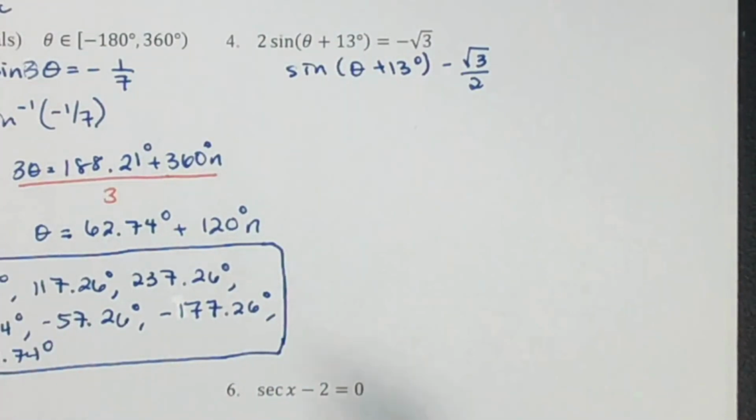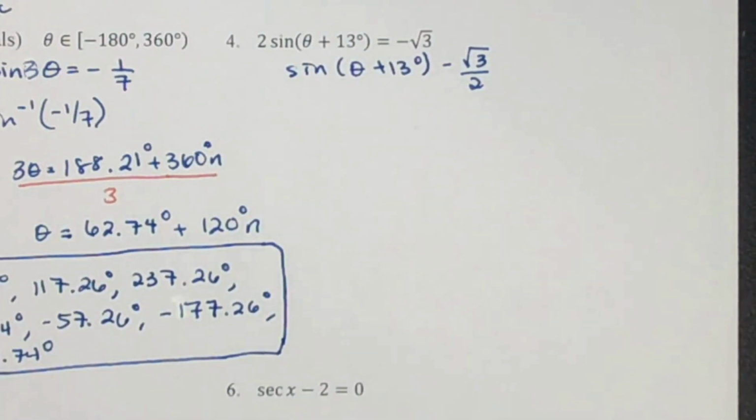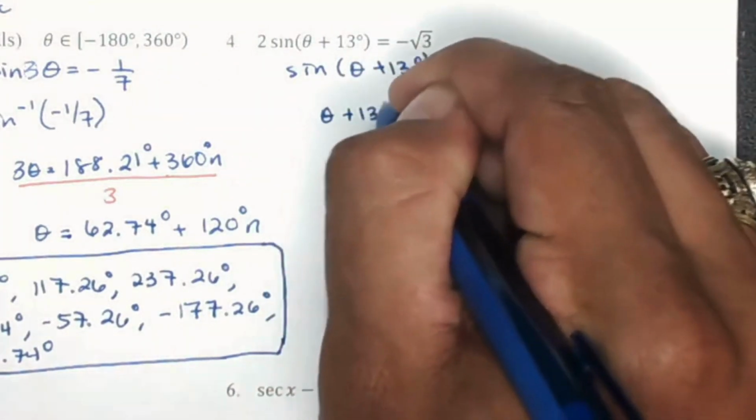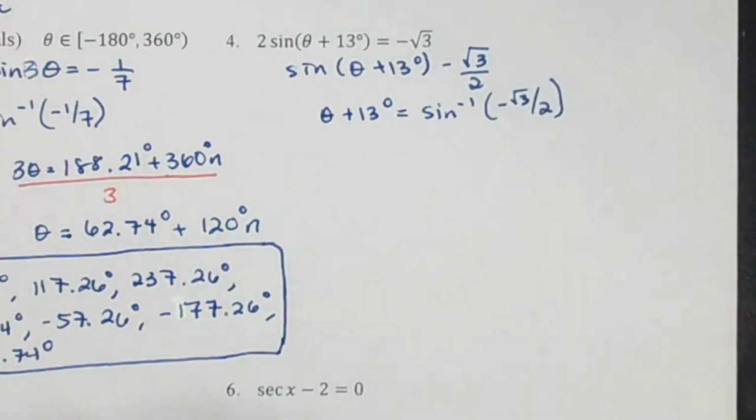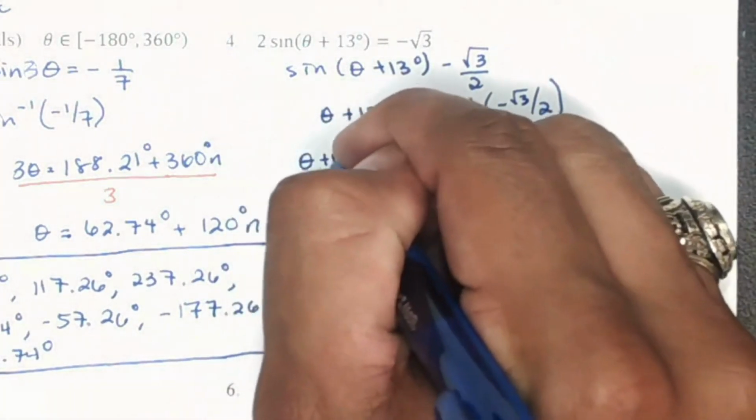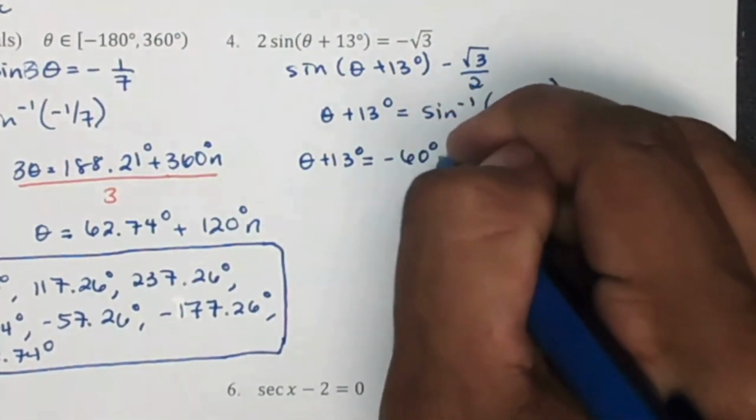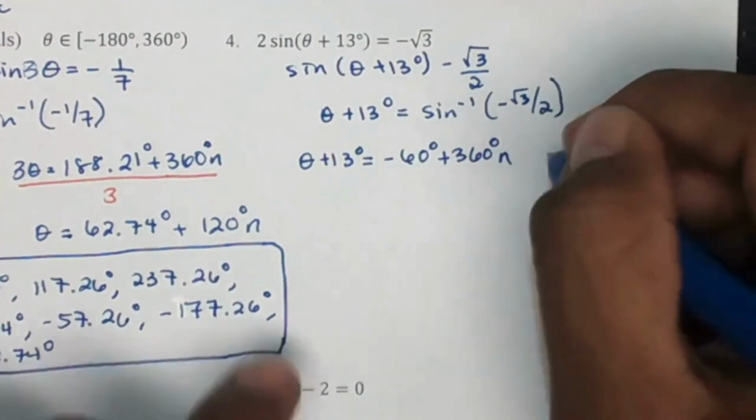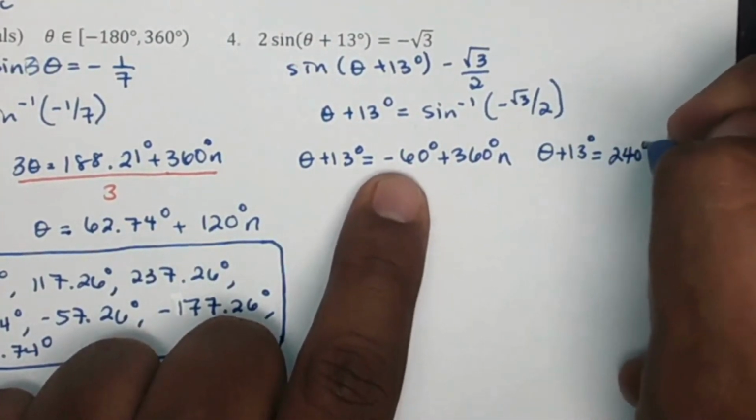Well, just like what I talked about in the last problem, there's no way of getting this 13 outside of sine unless we get rid of sine. And the way that we get rid of sine is by doing the inverse function on both sides. So then this is where I write my general solutions. Like I did on the last one, it was 3 theta. This time it's theta plus 13 degrees. Well, what's the rainbow value for sine inverse being negative root 3 over 2? Well, that's negative 60 degrees. And then the supplement of that would be 180 minus negative 60, so 240.